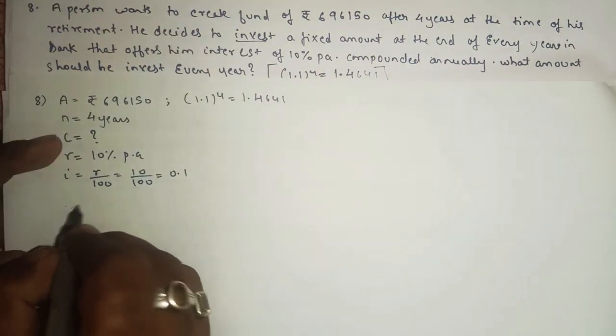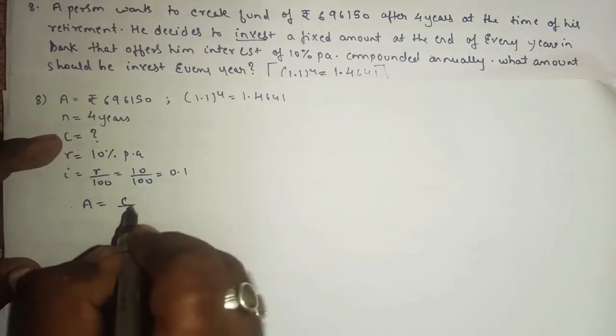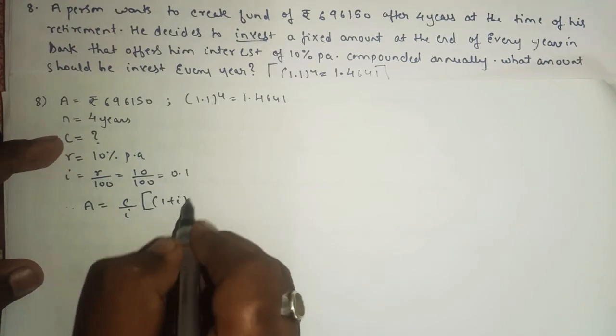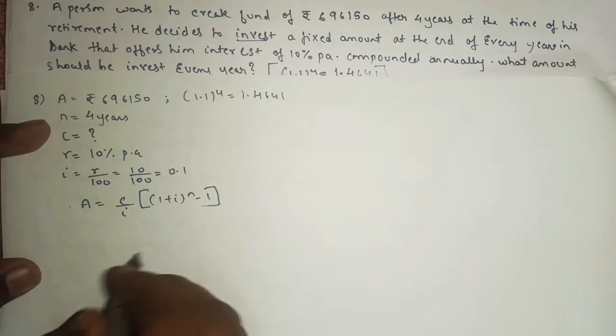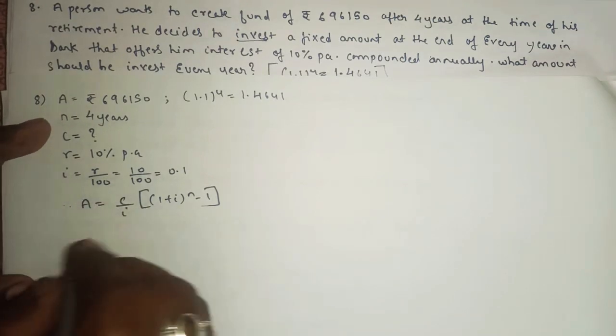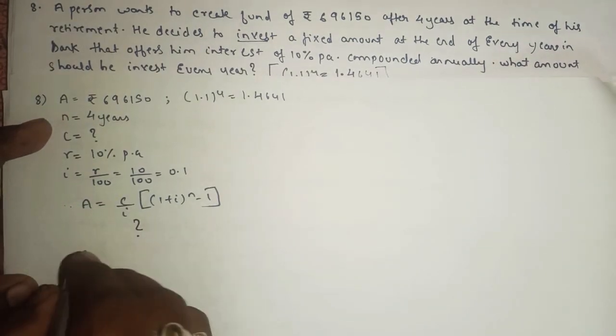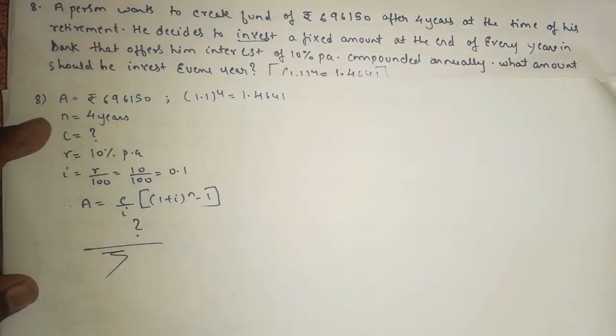You will write the formula, substitute the values, yes or no, and shift all the numbers to the left hand side. A basic calculation, and you will get the answer for C. I guess the remaining part you will solve by yourself.